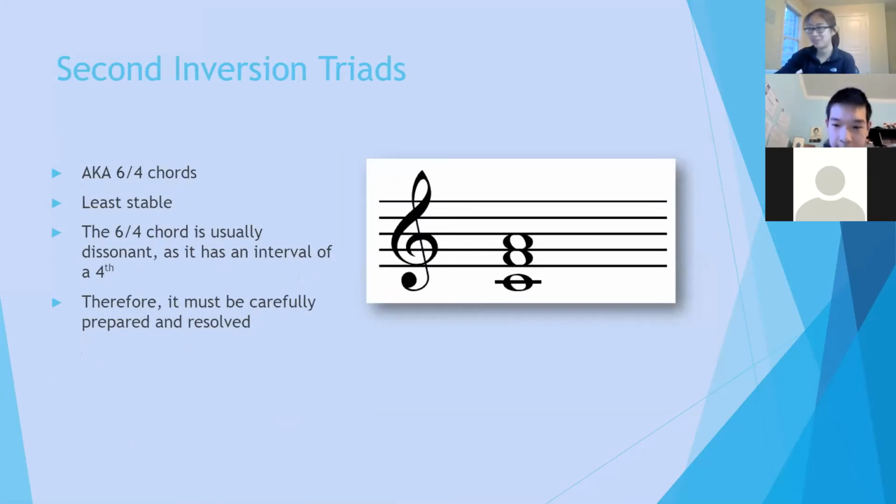All right, now we're going to quickly talk about second inversion triads. They're also known as 6/4 chords, and they're also the least stable. They're usually dissonant as it has an interval of a fourth, and it must be carefully prepared and resolved. And here's an example.